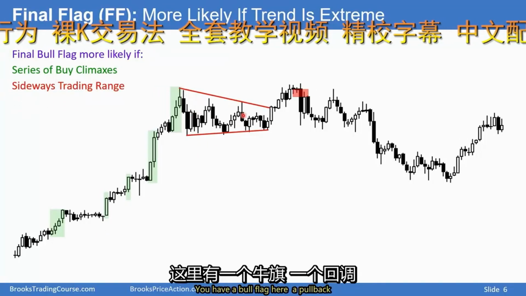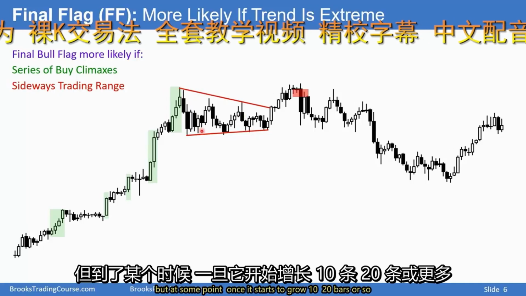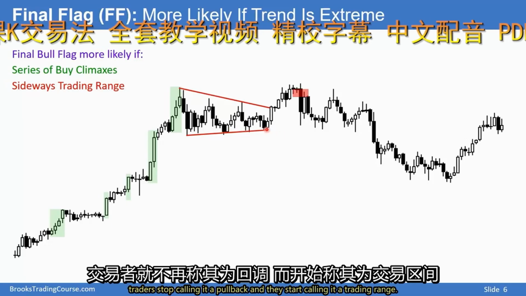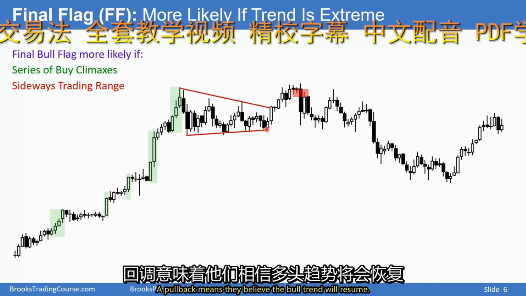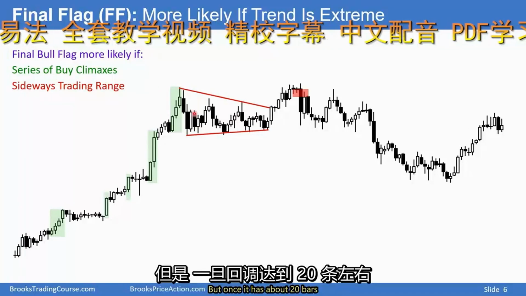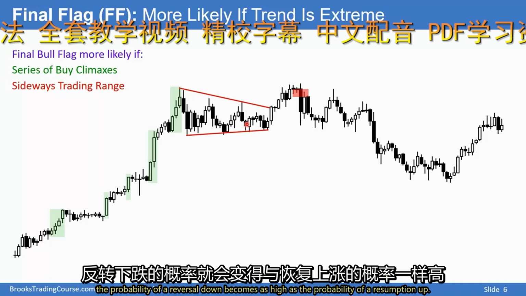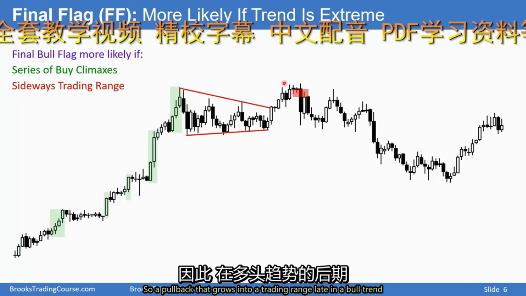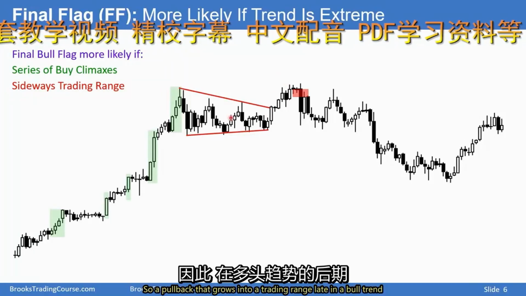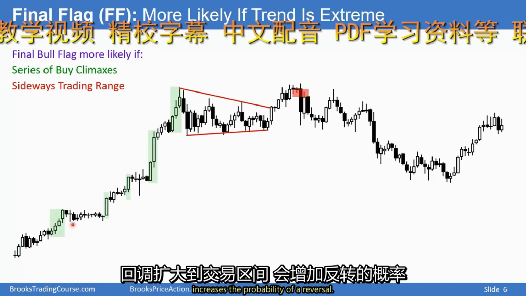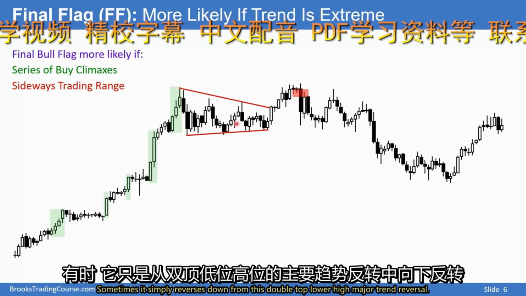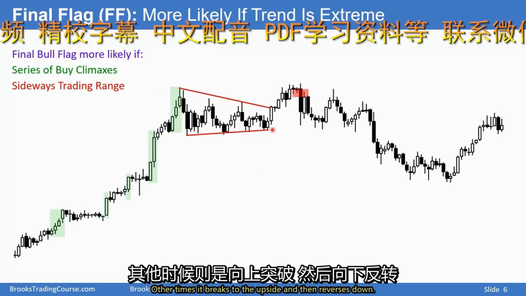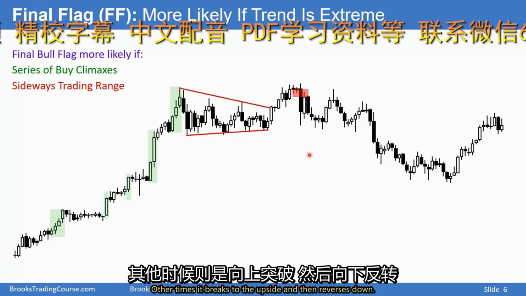A sideways trading range. You have a bull flag here, a pullback, but at some point, once it starts to grow 10, 20 bars or so, traders stop calling it a pullback and they start calling it a trading range. A pullback means they believe the bull trend will resume. But once it has about 20 bars, the probability of a reversal down becomes as high as the probability of a resumption up. So a pullback that grows into a trading range late in a bull trend increases the probability of a reversal. Sometimes it simply reverses down from this double top, lower high major trend reversal. Other times it breaks to the upside and then reverses down.